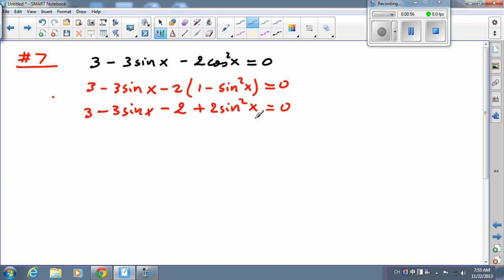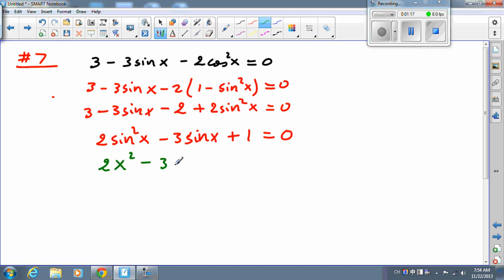Now, let's combine like terms. I have the 2 sine squared of x minus 3 sine x and plus 1 is equal to 0. Well, this looks like a quadratic. Which quadratic? Where I have 2x squared minus 3x plus 1 equal to 0.